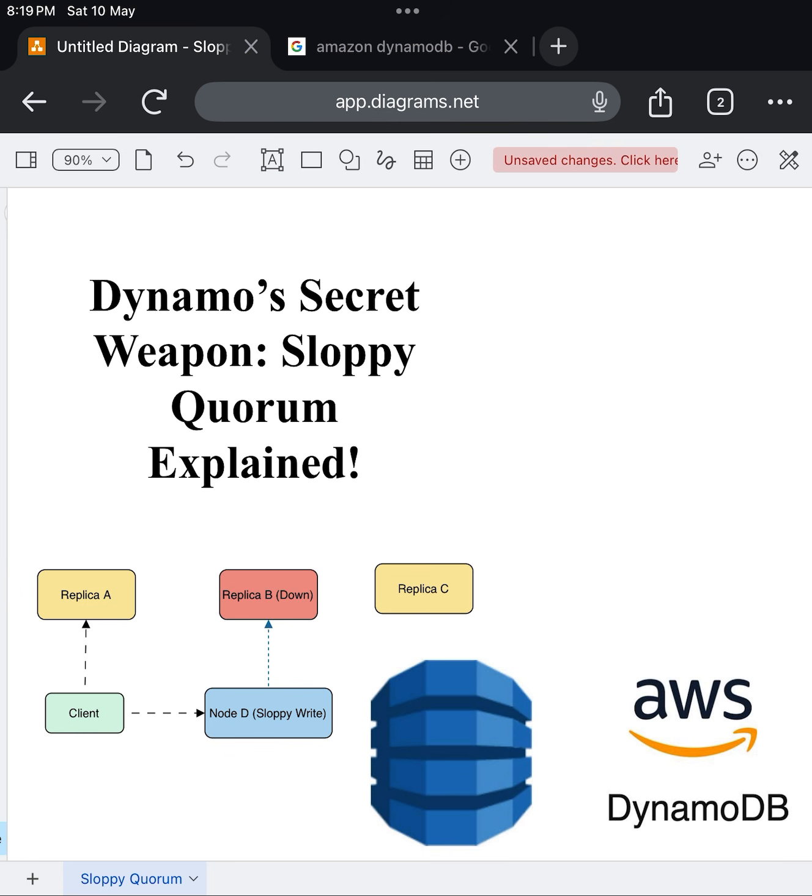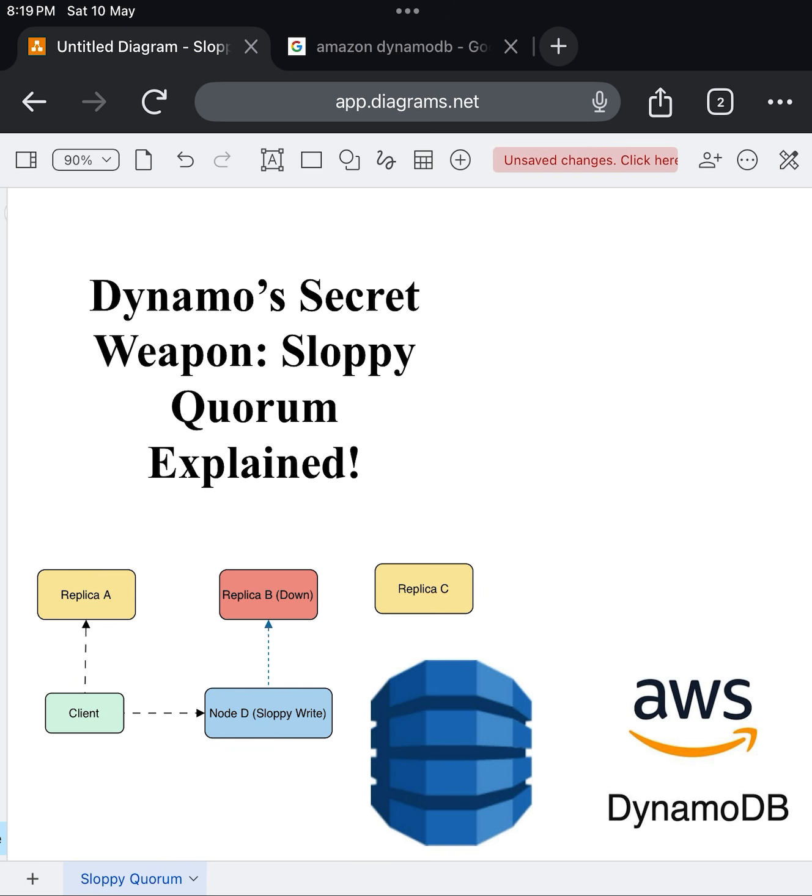Here's how it works. In a typical distributed database, data is replicated across n nodes. For a write to be considered successful, it needs to be acknowledged by at least w nodes. But what happens when some of those nodes are down or unreachable? That's where Sloppy Quorum steps in.